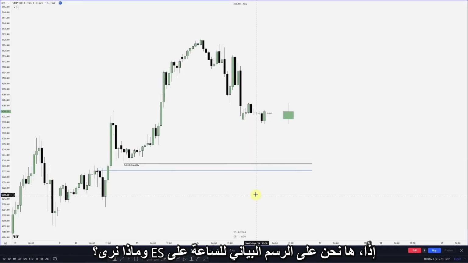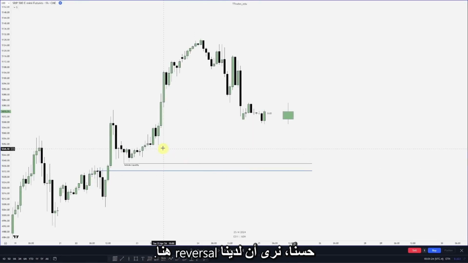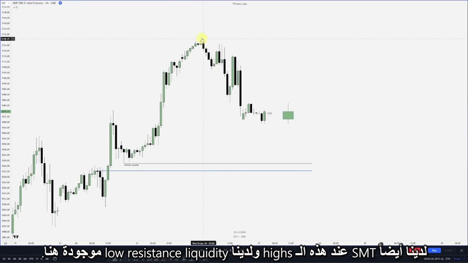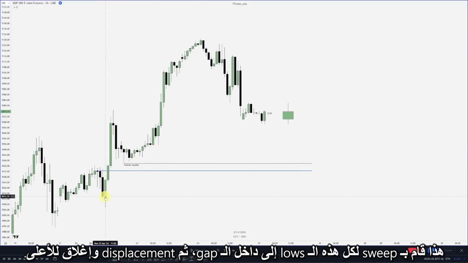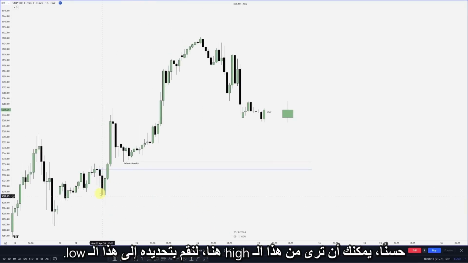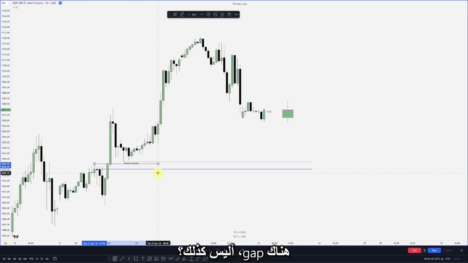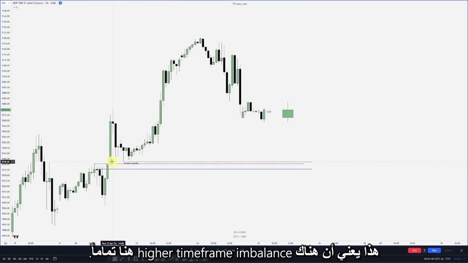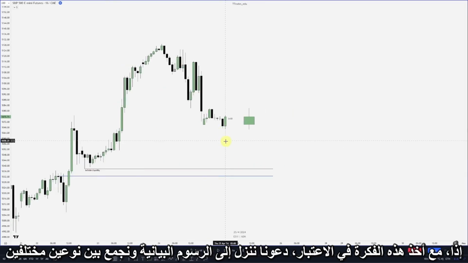So here we are on the hourly chart for ES, and what do we see? Well, we have a reversal here. We also had SMT at these highs, and we have low resistance liquidity resting here, and then we have an order block here, right? This swept out all these lows into the gap, displacement, and close over. Now, if you want to really refine this down, what can you see? Well, you can see from this high here, go ahead and mark it out, to this low, there's a gap, right? What does that mean? That means that there is a higher time frame imbalance right here. So with that idea in mind, let's drop into the charts and kind of combine two different profiles.